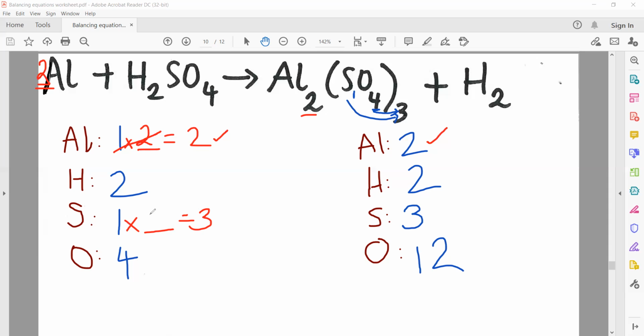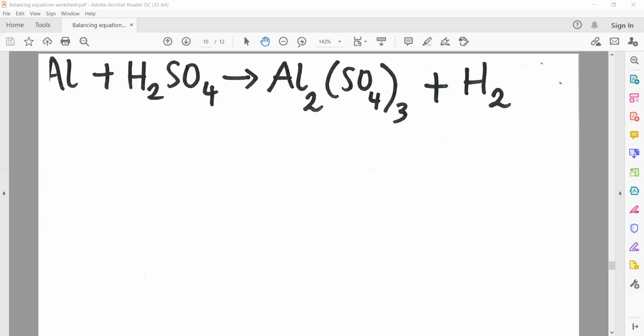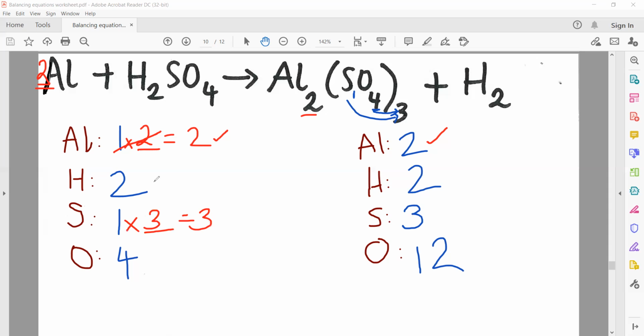So I look at, okay, what do I multiply by 1 to get 3 on this side? I multiply by 3. So then remember, guys, I can't just put a 3 in the middle here. That's not how it works. It has to go straight to the front of the compound. So I put the 3 there. Now, what you might realize, guys, as we've been doing some of these examples, is whenever we put a big number or coefficient right at the front of a compound, it not only affects the element that we want.